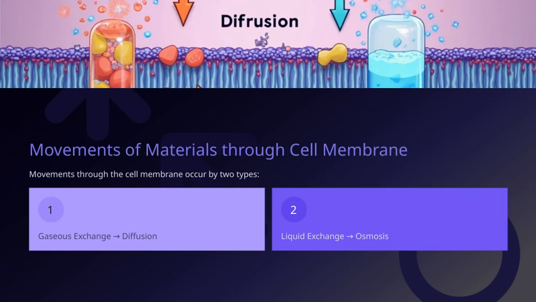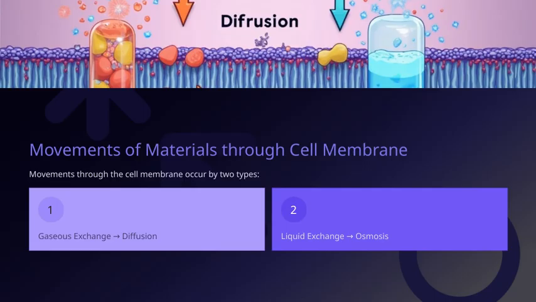The second type is liquid exchange, which occurs through osmosis. Osmosis involves the movement of water molecules across the membrane, again from an area of lower solute concentration to an area of higher solute concentration.